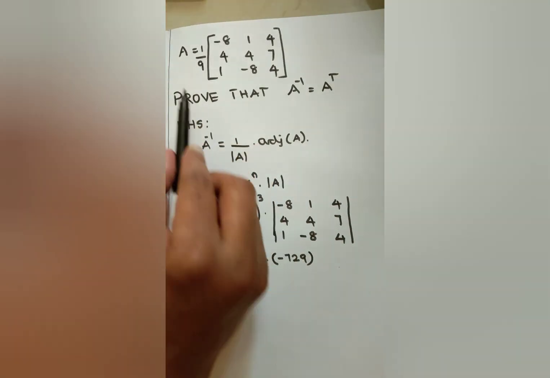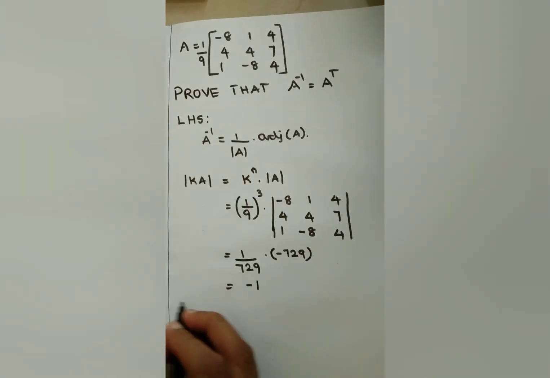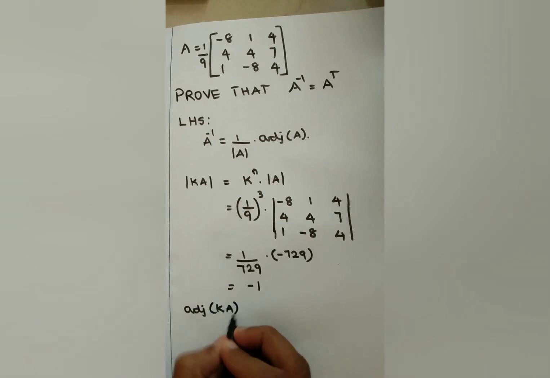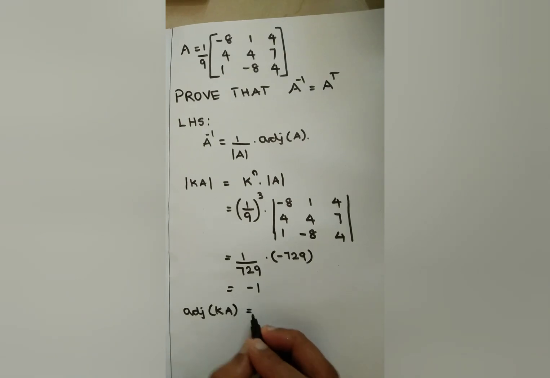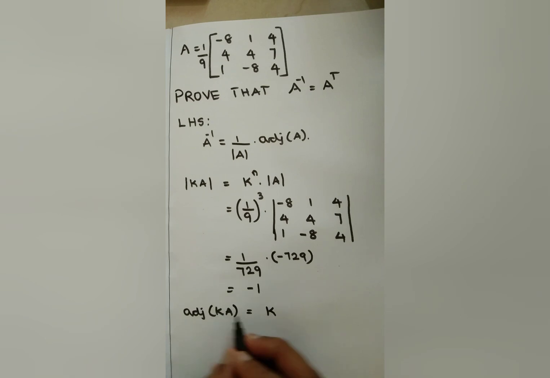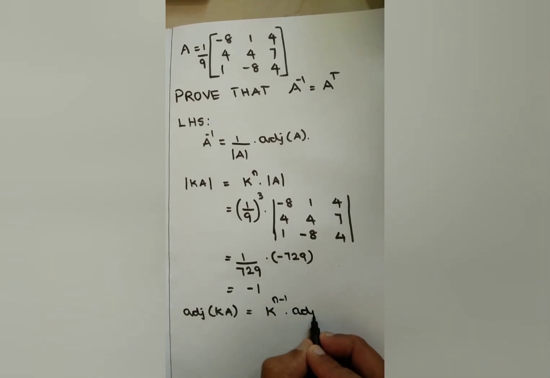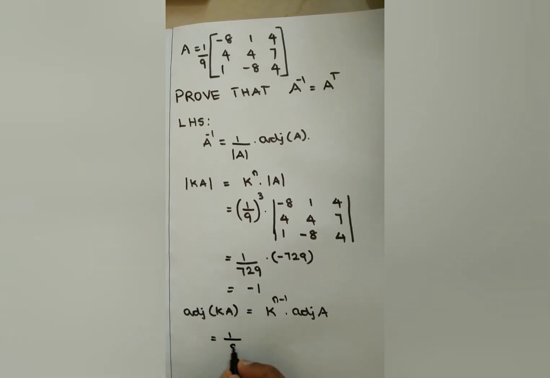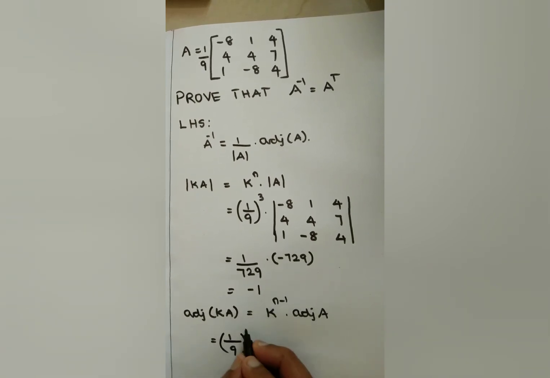Similarly, we are going to find adjoint for a scalar into a matrix. Adjoint of kA. There is a scalar matrix, so adjoint of kA. I have another property in the adjoint. Adjoint of kA is nothing but k power n minus 1 into adjoint of A. My k is 1 by 9, 1 by 9 the whole power. My n is 3. 3 minus 1 is 2.